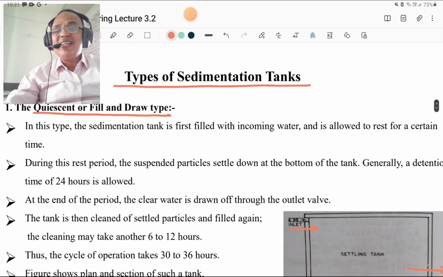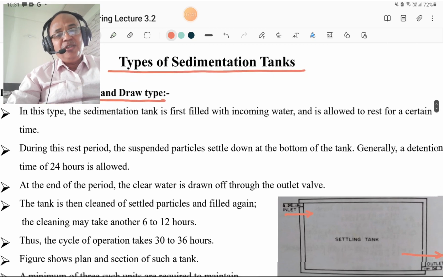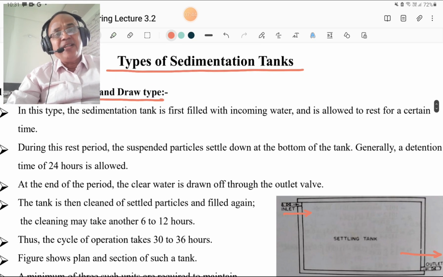In this type, the sedimentation tank is first filled with the incoming water and the water is allowed to rest for a certain time. That certain time is called the detention period. You must know the detention period. During this rest or detention period, the suspended particles settle down at the bottom of the tank. Generally, a detention time, that is rest time, of 24 hours is allowed. So 1 day is the detention time for the quiescent or fill and draw type of tank.